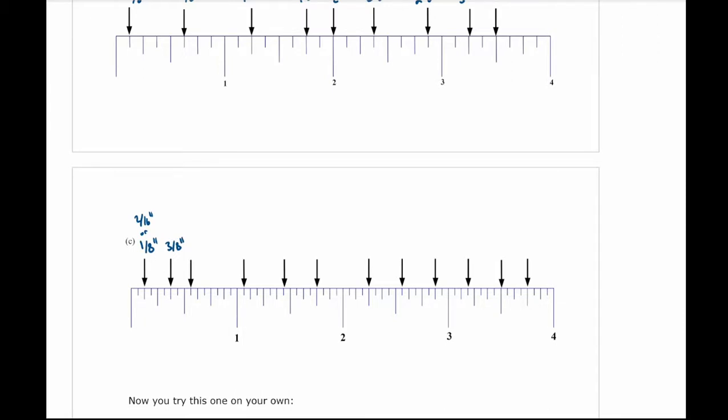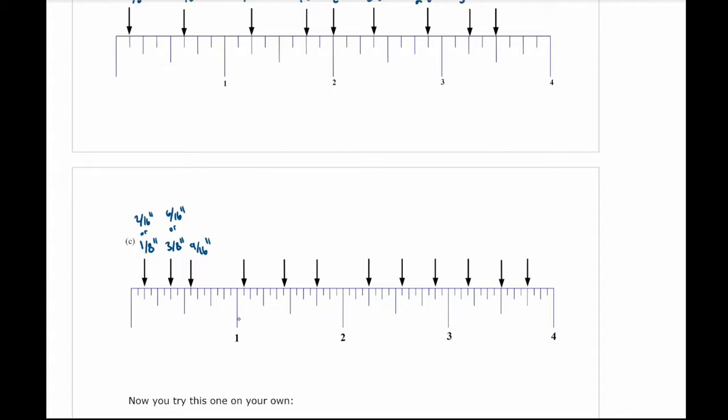Or again, you could say, well, that's 1, 2, 3, 4, 5, 6. 6/16 of an inch. Again, counting up the smallest one. So 1, 2, 3, 4, 5, 6, 7, 8, 9. Here we have 9/16 of an inch. So here you might have to actually count because there's no way to kind of shorten that.